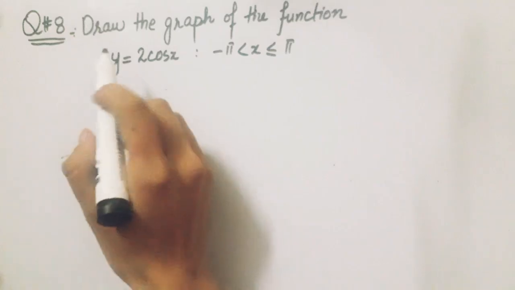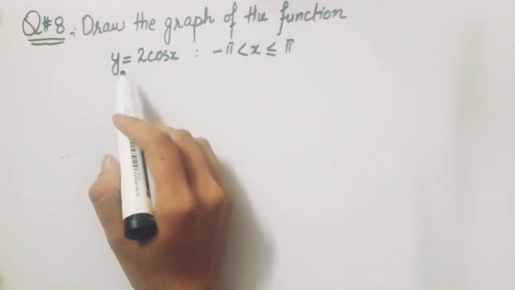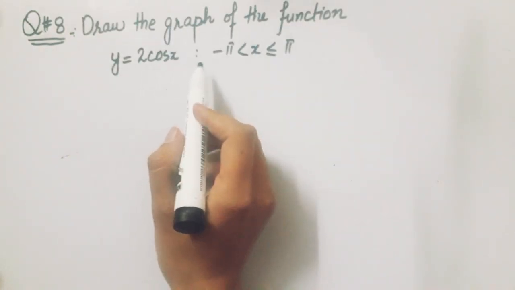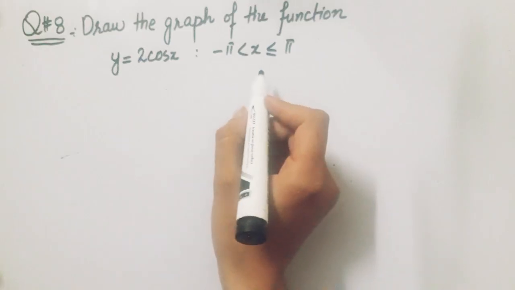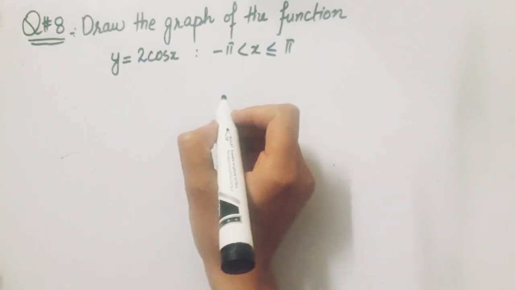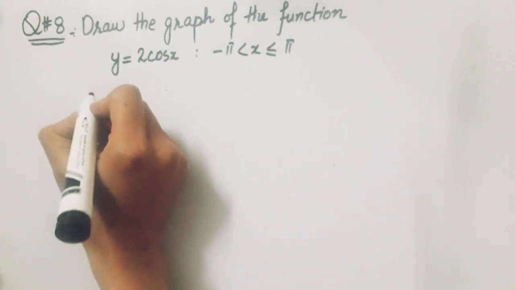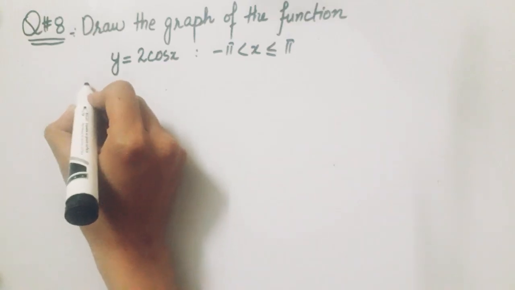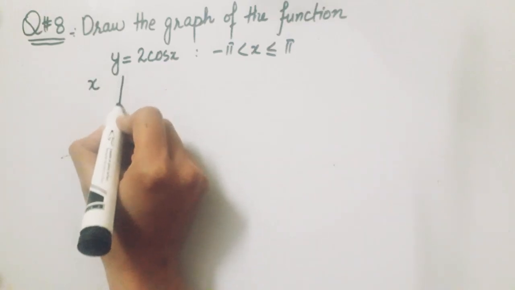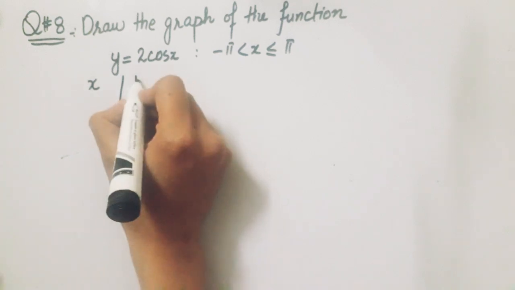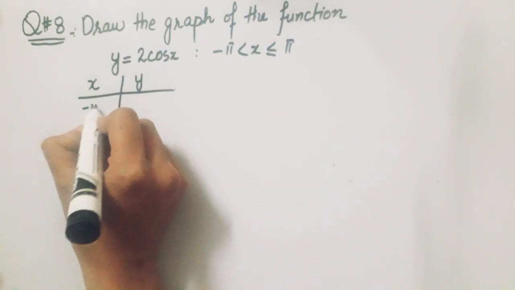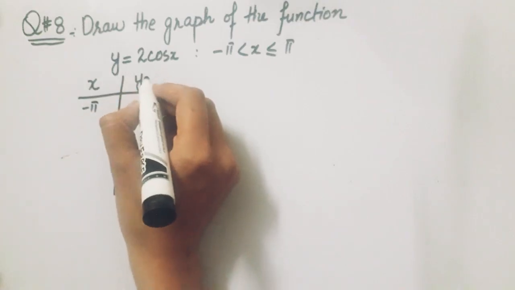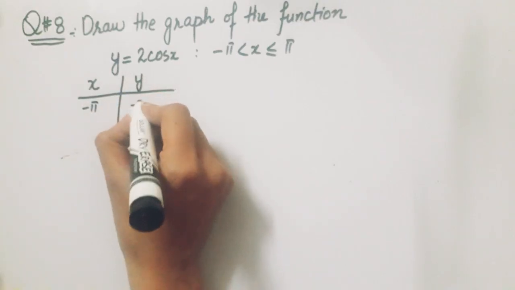Now we will solve the next question: draw the graph of the function y is equal to 2 cos x such that x is from minus pi to plus pi. So first of all we will draw the table and then draw the graph. So take different values of x and get different values of y. First of all you will put x is equal to minus pi. So 2 into cos minus pi will become minus 2.